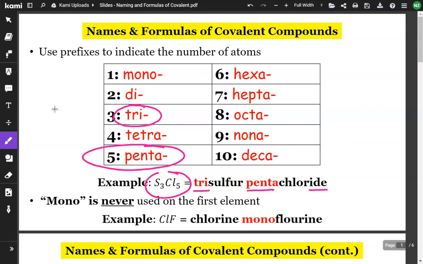Now, if we have only one of something, we never use the prefix mono on the first term. So in the example ClF, where I have chlorine and fluorine, one of each, it would be chlorine monofluoride. I don't change the ending of the first word because there's only one of them and it's the first word. So only the beginning of the second word gets changed when there is one of them. And that was a little confusing.